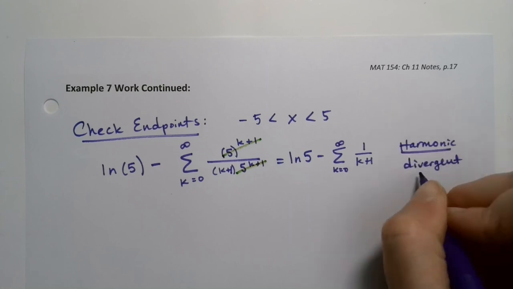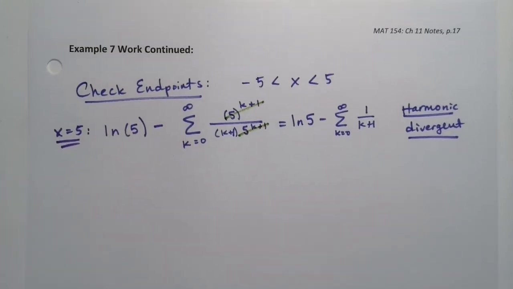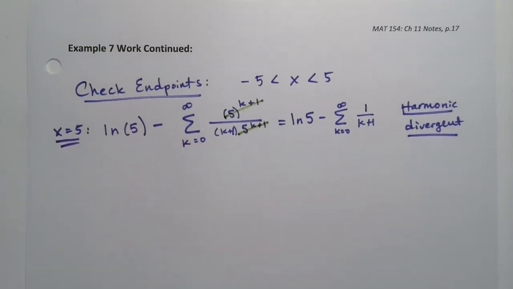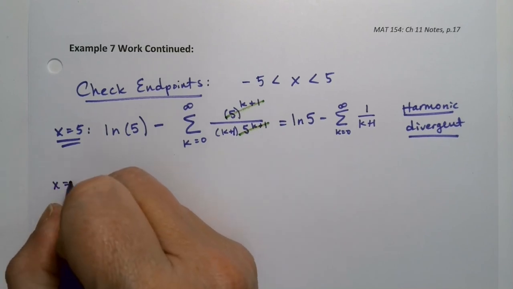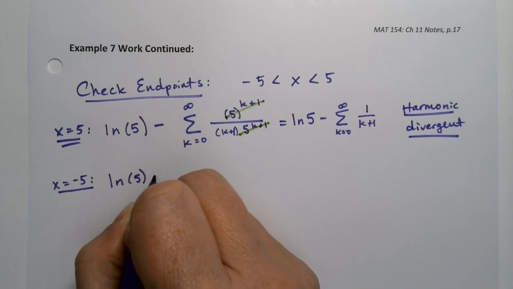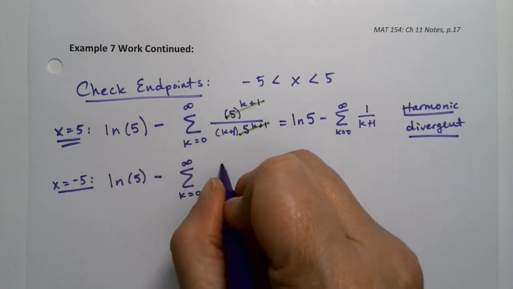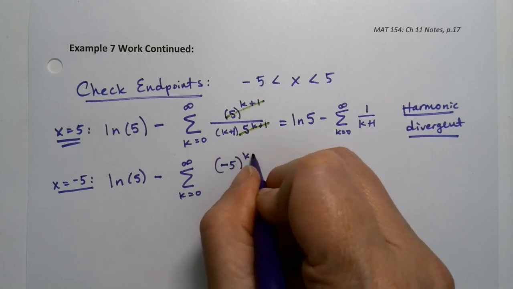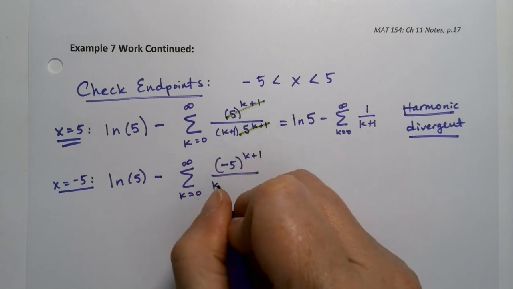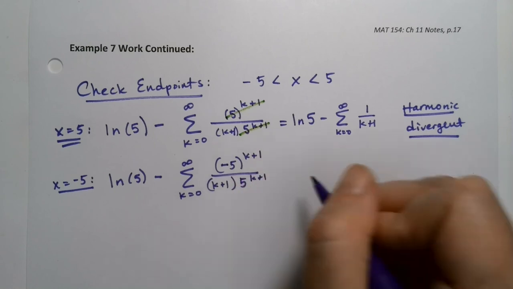So we are not going to be including x equals 5. Sorry, I forgot to label which one we were doing there. So that was x equals 5. That did not work out. All right, let's try x equals negative 5. So that'll be natural log of 5 minus summation. It'll be negative 5 to the k plus 1 over k plus 1 times 5 to the k plus 1.